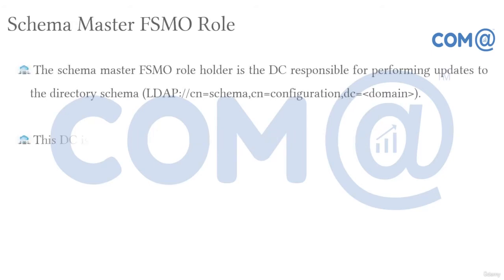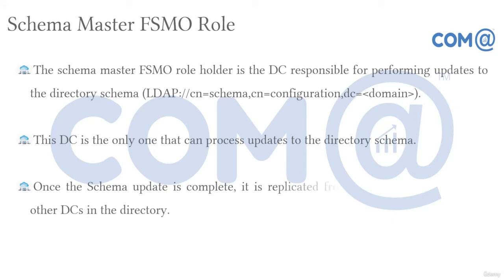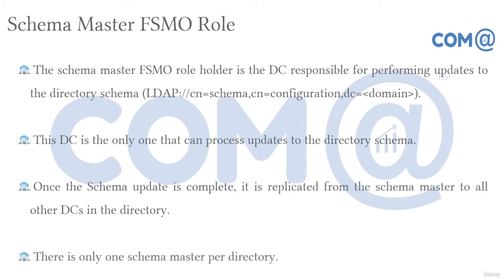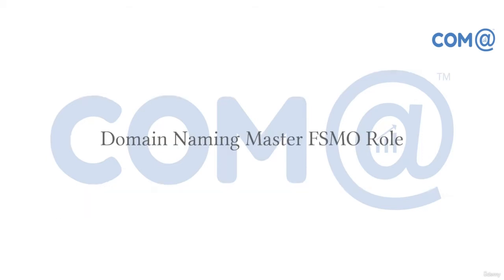Basically, the schema master FSMO role holder is the domain controller that is responsible for performing the updates to the schema directory. This domain controller is the only one that can process updates to the directory schema. Once the schema update is complete, it is replicated from the schema master to all other domain controllers in the directory. There is only one schema master per directory.